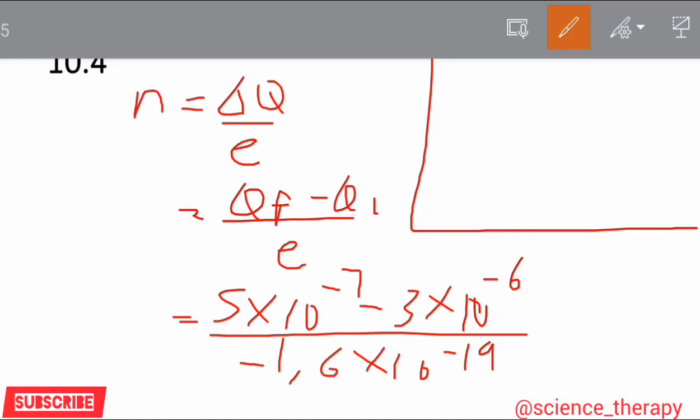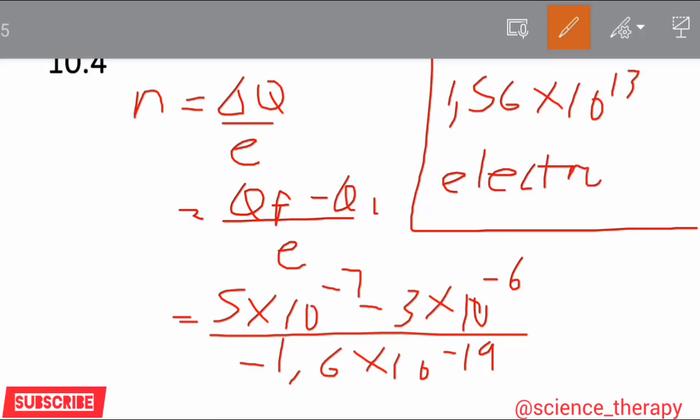Then having to put all this in your calculator, if you punch all that in your calculator, what do you have? You will see that you will also get the same answer, which is 1.56 times 10 to the power of 13 electrons. So that's the number of electrons that are transferred during that physical contact.